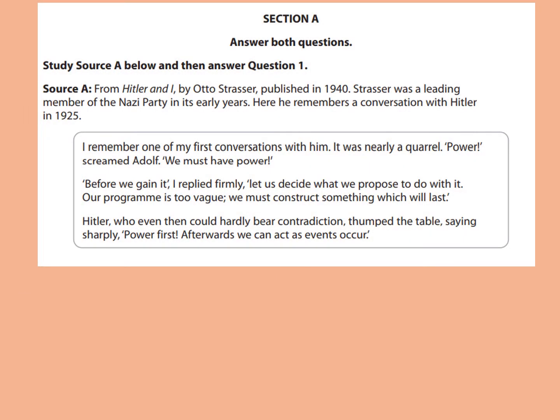Firstly, it's important to take notice of the instructions in this question so that you answer the correct questions and you answer enough questions. It says in section A, answer both questions. There will be 2.